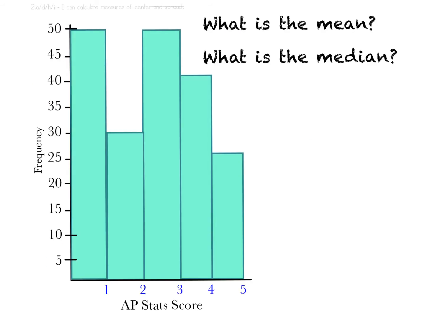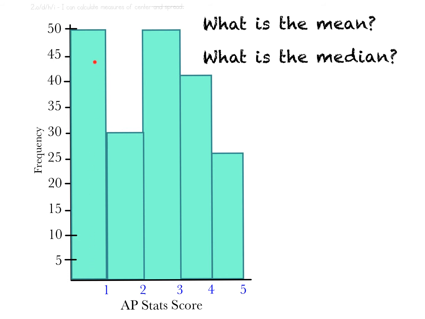So what if I have a histogram like this, and I need to calculate the mean and the median of that, and I don't have the raw data? Let's keep in mind that mean is just the average, so I add them all up and divide by how many there are, and the median is the middle number. So even though I don't have raw data, I can still use what I have because I am given frequency.